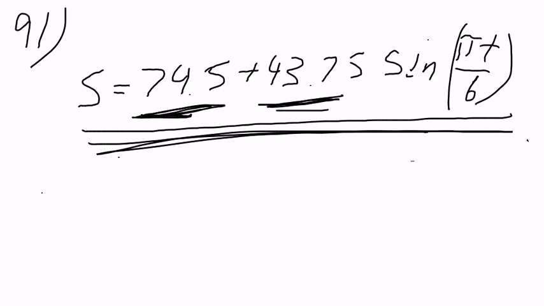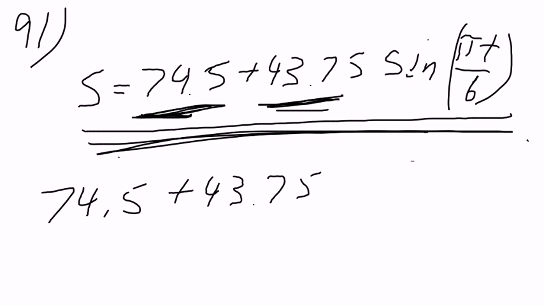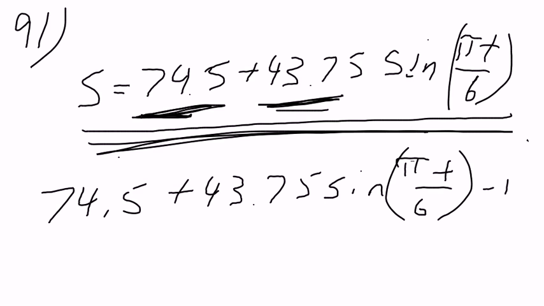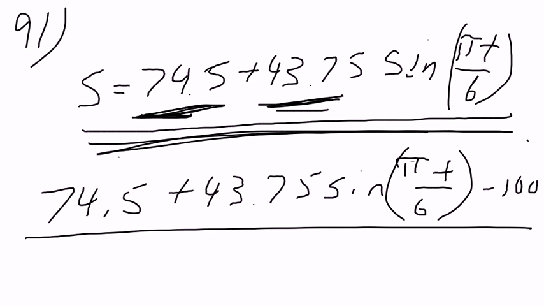So one thing I did was I just set it 74.5 plus 43.75 sine pi t over 6, and then I subtracted 100, because then all I have to do is find the zeros. When does this equal 0? So put this in as y equals. I have my mode in degrees, and then my window.